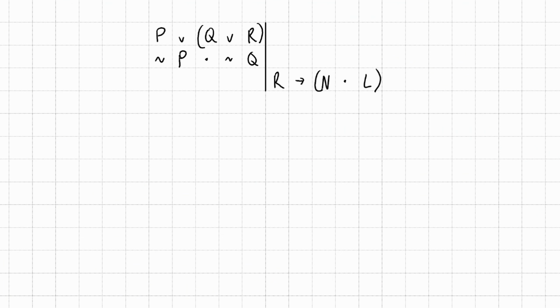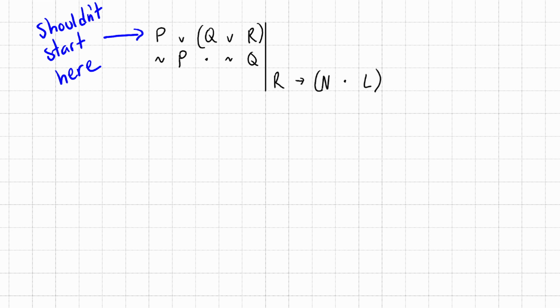All right, let's go ahead and work through an example to see all of this stuff in action. Okay, here's our tree. In it, P or Q or R is true, and not P and not R is also true. Meanwhile, R implies N and L is false. Notice that we should not start by splitting the first statement.